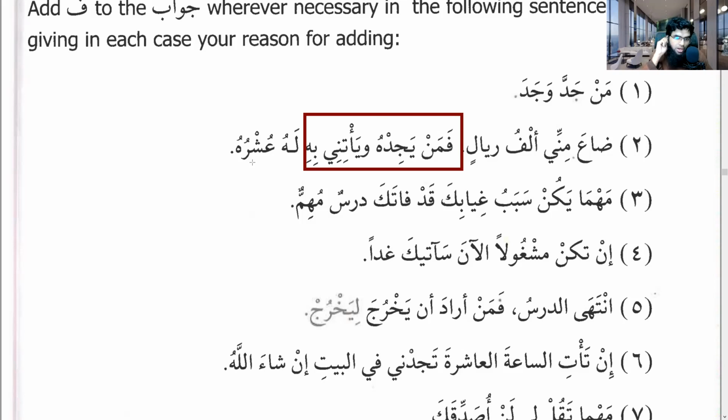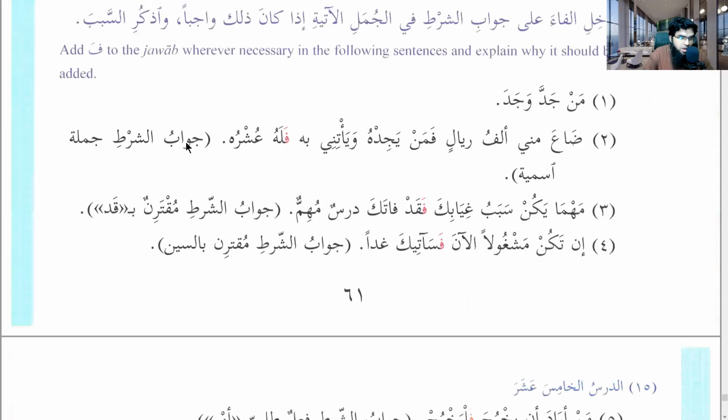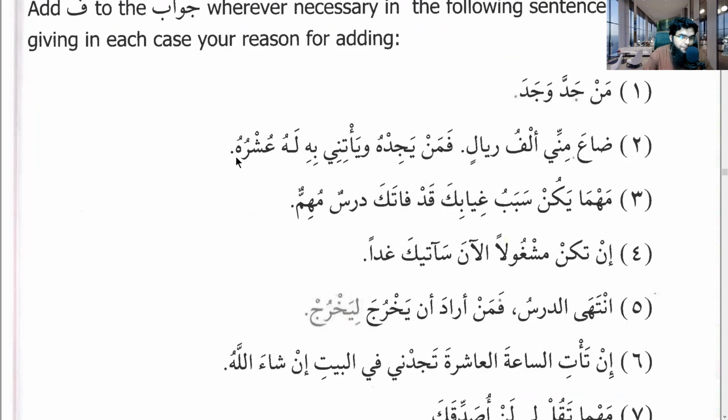Ushru is like all the fractions in book 2. We learned fractions like nisf, thuluth, rub', khums. Only 1/3 and 1/6 have a dhamma on the second letter: suluth and sudus. The rest all have a sukun: thumn, tus', ushr, 1/10. So why should this be fa? Because the jawab of shart is a jumla ismiya.